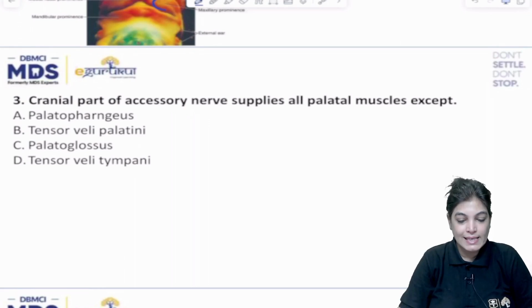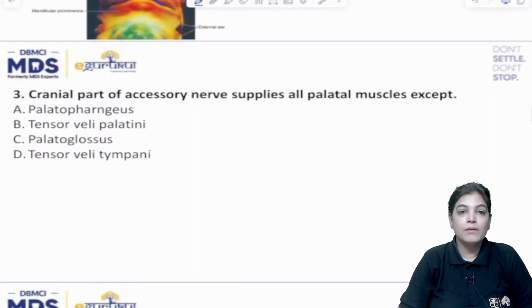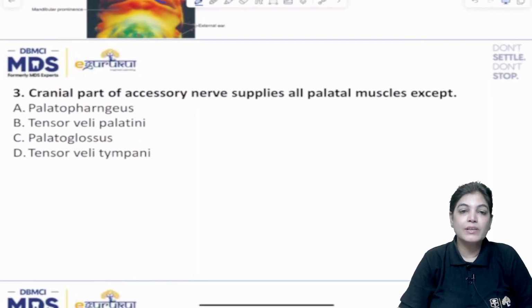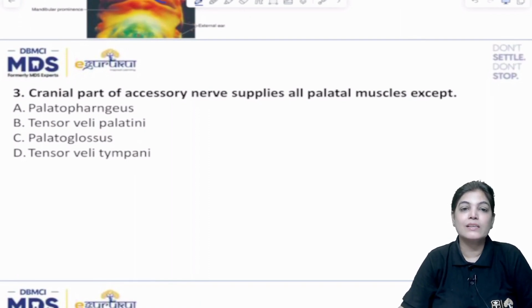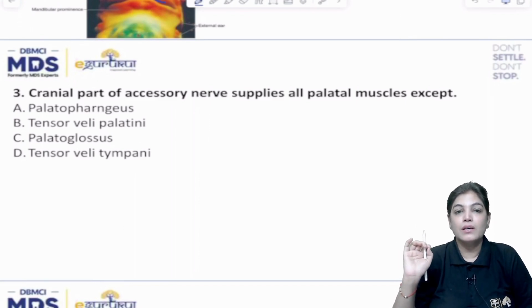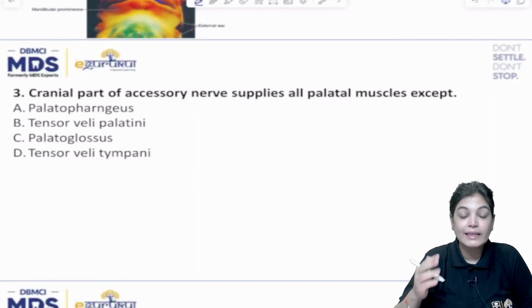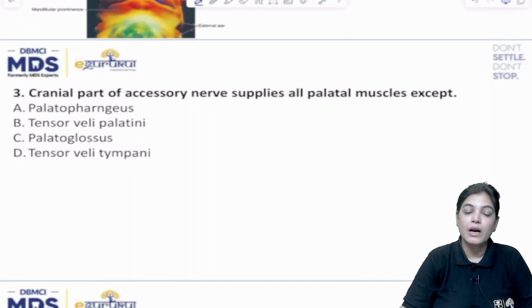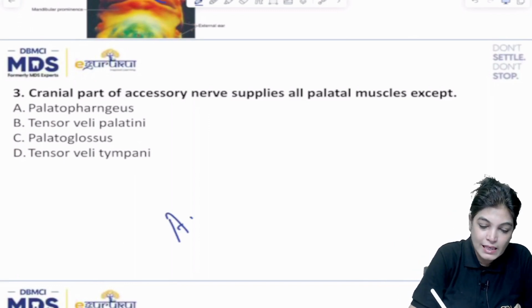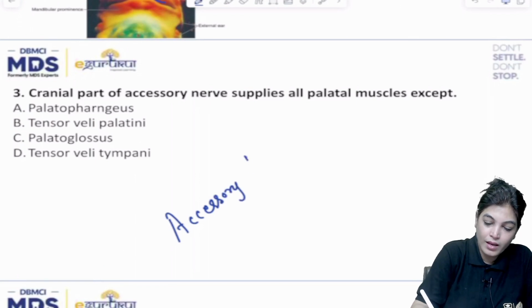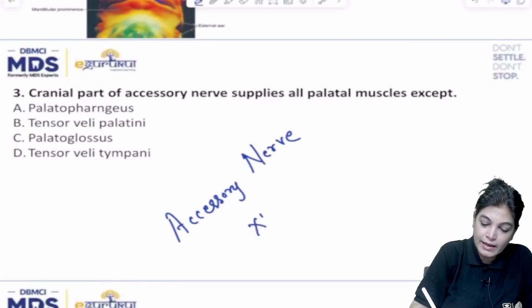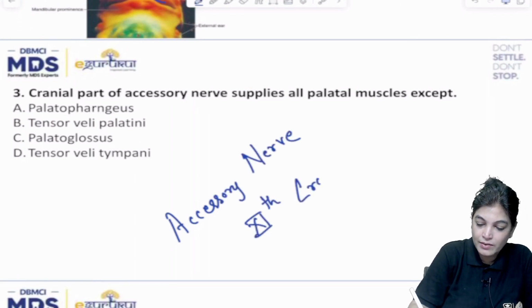Cranial part of accessory nerve supplies all palatal muscle except. The options are palatopharyngeus, tensor veli palatini, palatoglossus, tensor tympani. Actually, here you have to read the MCQs nicely. Okay, the language and importantly, what are the keywords which are mentioned in this MCQ. So here they are telling cranial part of accessory. It is the first thing that you should understand that accessory cranial nerve is the 11th cranial nerve.